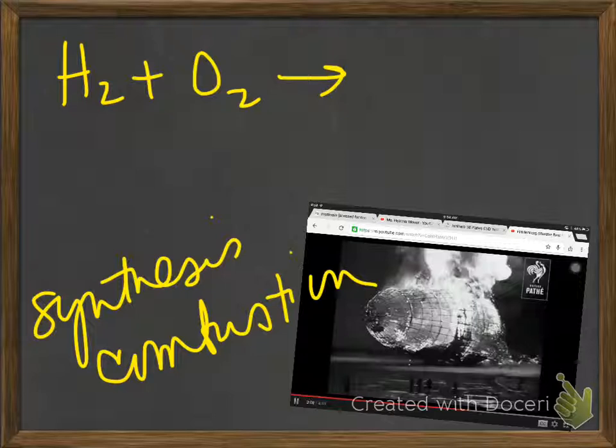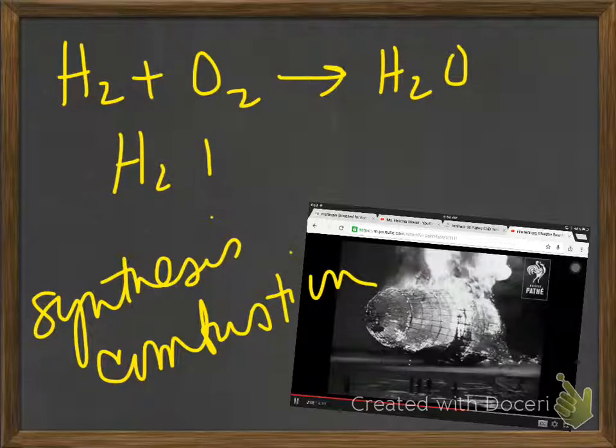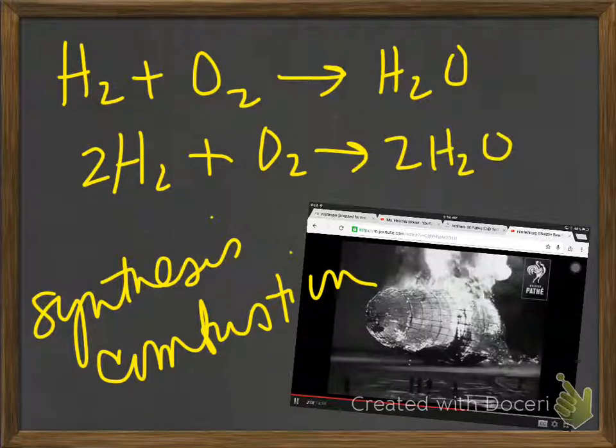Okay, so this is a synthesis reaction. It is also a combustion reaction. What is the product of the combustion of hydrogen? There's only one. Water, H2O. So we balance that. We take 2 moles of hydrogen gas, 1 mole of oxygen gas. We get 2 moles of water out of that.